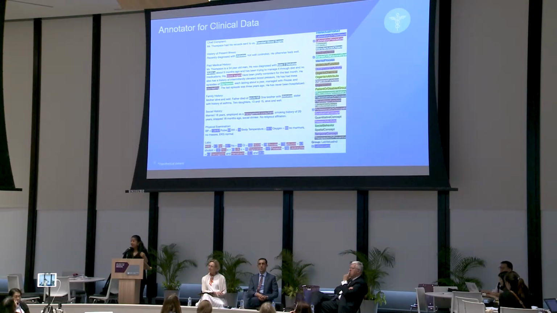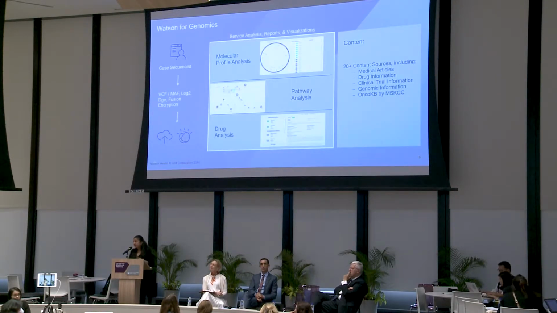And if you do just text searches, it would capture smoker, right? But you have to know that it's not. And those are the kinds of things that AI has the ability to understand. So I'm going to give you a quick example of an application that's being used today.